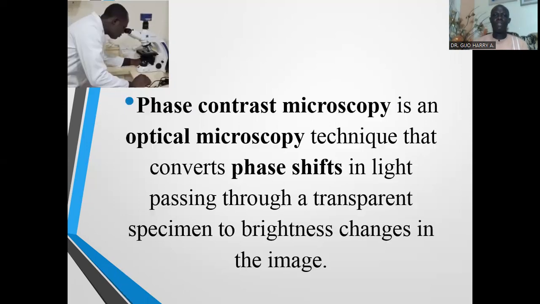It uses phase shifts. The light is basically produced in phases, and it passes through transparent organisms. The brightness changes in the image because of the phase shift; the light is not produced once, it's produced as brightness and darkness like that. So it uses such a mechanism to produce an image.